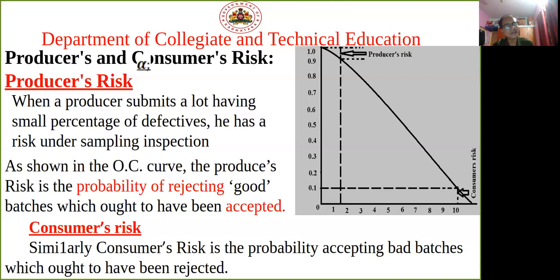That risk is called the producer's risk, and it is denoted by the letter alpha. Then what exactly is the consumer's risk? Similar to the producer's risk, the customer's risk is the probability of accepting a bad batch which may have been rejected. So that is the producer's risk and the consumer's risk.